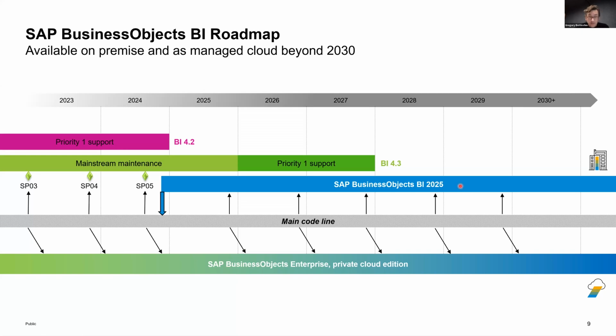This version, the BI 2025, will be made available for on-premise, but also for the cloud. And by cloud, I mean your favorite hyperscaler, or if you want to do this project with us, through SAP BusinessObjects Enterprise Private Cloud Edition, which is a program where you ask SAP to take the responsibility for upgrading and maintaining your SAP BusinessObjects platform in the cloud for you. So BI 2025, December 2024, available for on-premise and for the cloud.